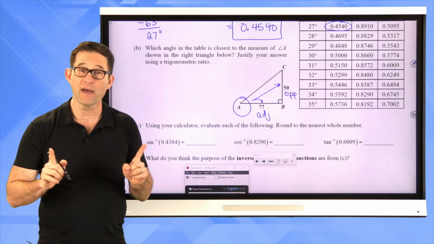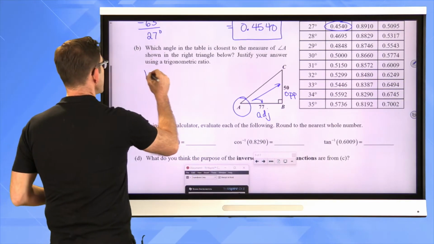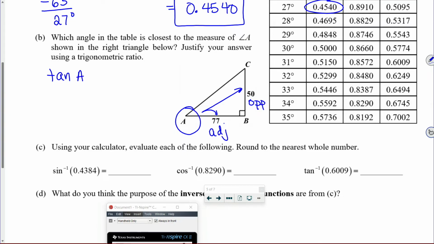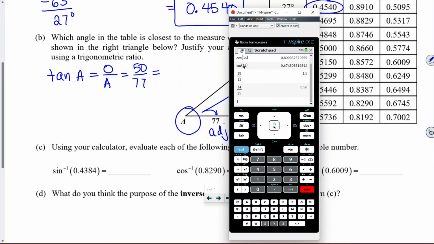So what I can say is that the tangent of angle A, which is opposite divided by adjacent, is equal to 50 divided by 77. And let me figure out what that's equal to. Let me just get rid of all this mess. 50 divided by 77 is 0.64935, etc.